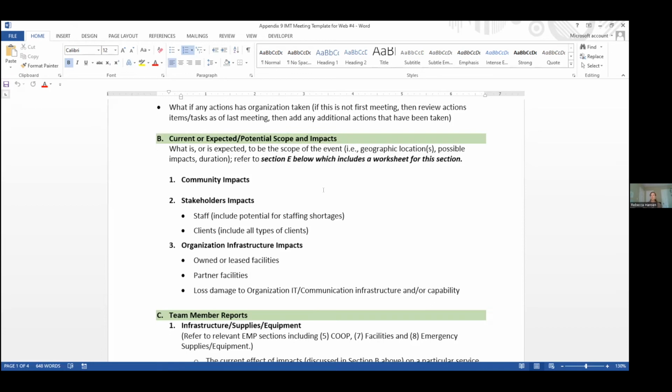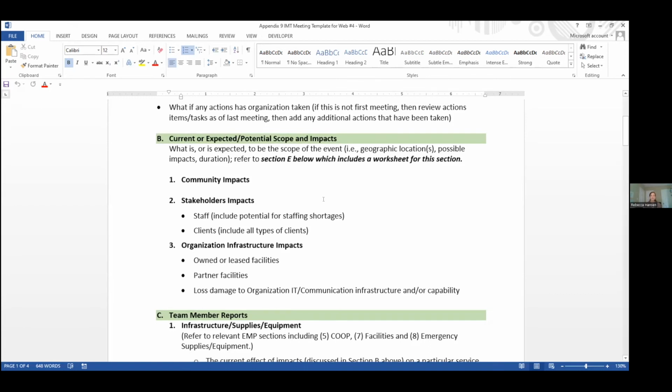And then what are the organizational impacts? What is the building looking like at this point? What are your other work sites looking like? What are the damages or the loss of your IT or your communication systems or power, right? Just getting a sense of what these different impacts are.